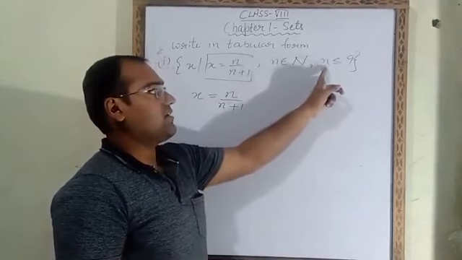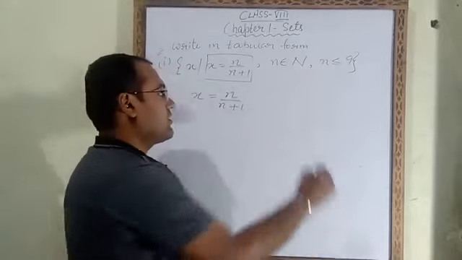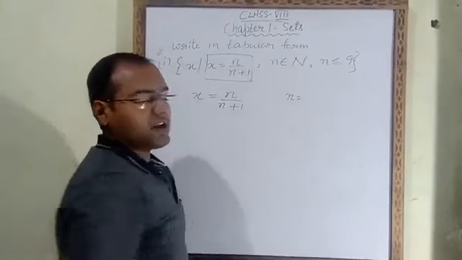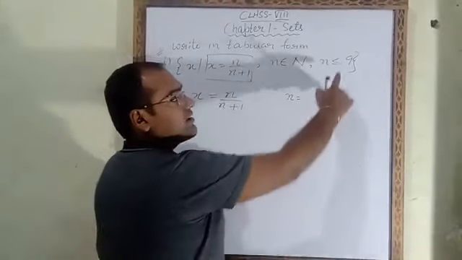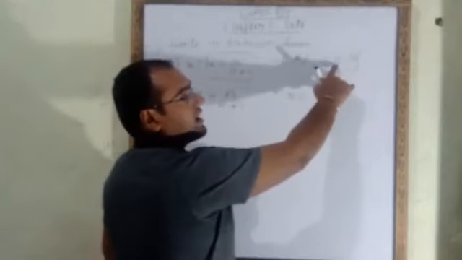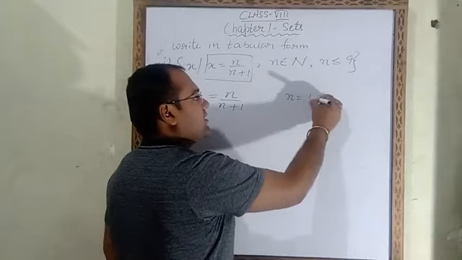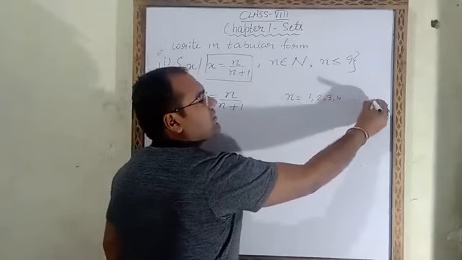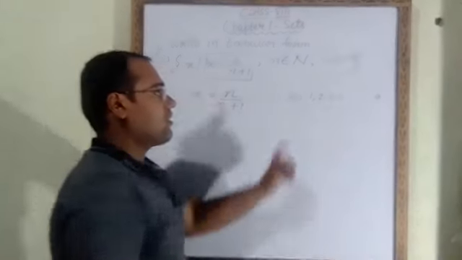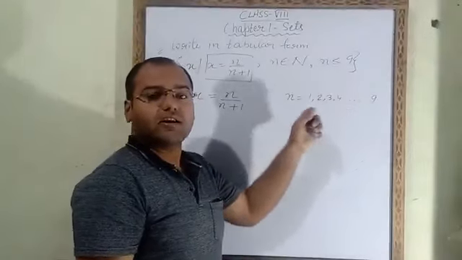And here it is written n values are less than or equal to 9. So in n, which values do we have to take? We have to take natural numbers, and those values should be less than 9, and since the equal to sign is there, we have to take 9 also. That means 1, 2, 3, 4, 5, 6, 7, 8 and 9. These are all the values we have to take in n.